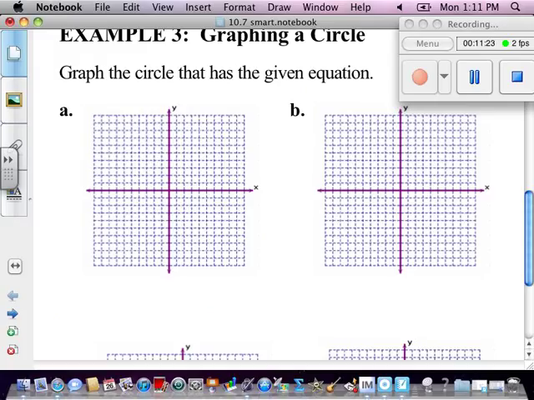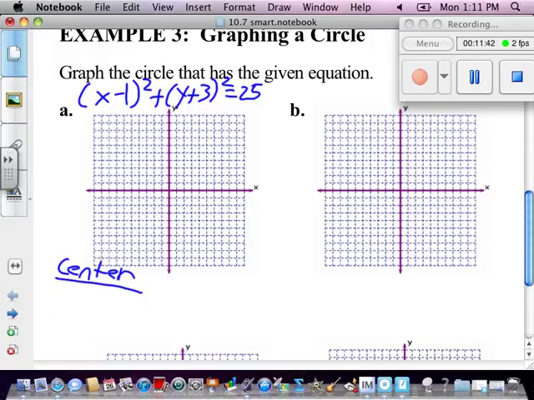Okay. For A, I'm given (x minus 1) squared plus (y plus 3) squared equals 25. So let's write two things at the bottom. Let's write the center. What is the center for this?